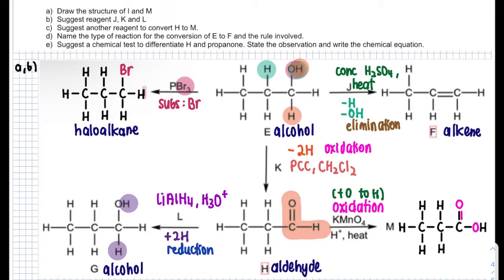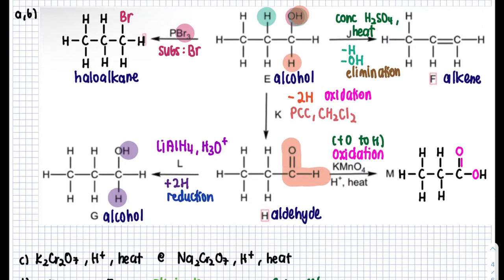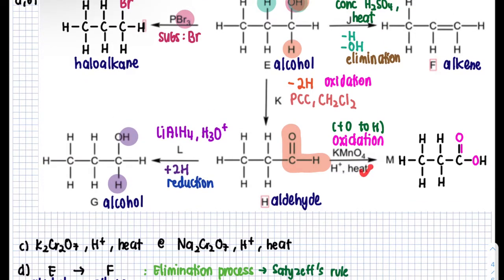Okay, question C, it says, suggest another reagent to convert H to M. So, H is our aldehyde, M is our carboxylic acid. So, besides KMnO4, H plus, heat, we can also use K2Cr2O7, H plus, heat, or Na2Cr2O7 is also possible. It's either potassium or sodium dichromate. It still needs H plus and heat.